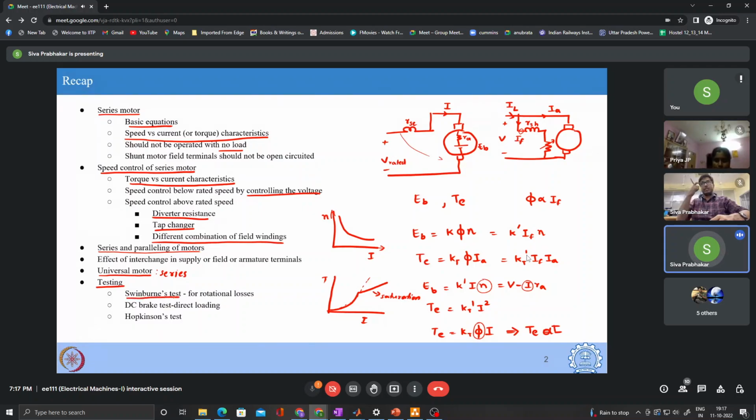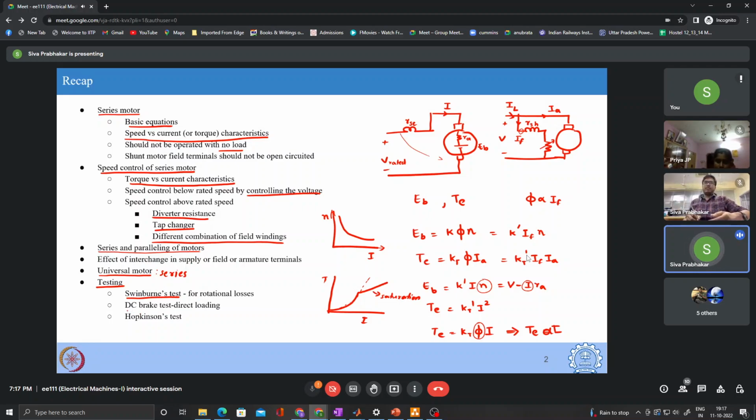Swinburne's test is basically where we operate the motor at no load. Since there is no load, whatever effort the motor makes will be wasted as rotational losses. So whatever power output is there will be reflected as the rotational losses. That is how Swinburne's test is conducted. Since it is conducted at no load, it does not dissipate any power outside. Only a rotational loss will be available.